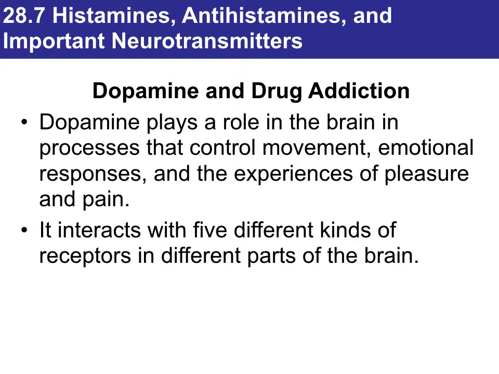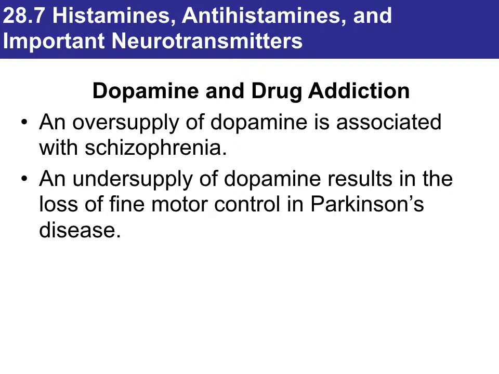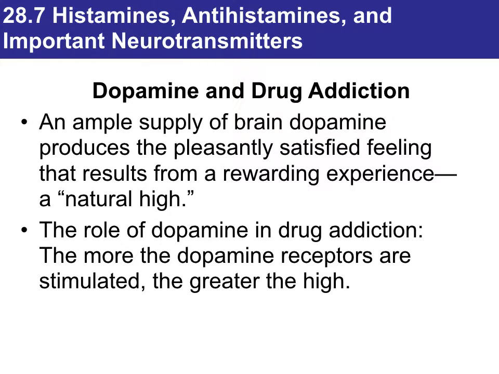There are 5 different kinds of receptors in different parts of the brain. Now, here, oversupply of dopamine is associated with schizophrenia. Undersupply of dopamine results in loss of fine motor control we find in Parkinson's disease. Now, looking at dopamine and drug addiction, if you have an ample supply of brain dopamine, well, you have that pleasant feeling. This is the rewarding experience, a natural high.